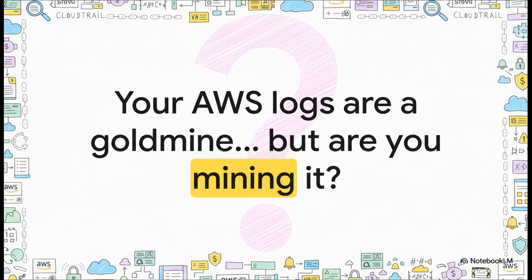So, you've got this mountain of logs, right? It's like a gold mine of data. Who did what, when, where, which is great. But let's be real. As your AWS world gets bigger and bigger, that gold mine starts to feel more like, well, just a giant pile of rocks. The real trick, the real challenge, is figuring out how to actually mine it. How do you find those little nuggets of gold in all that noise?